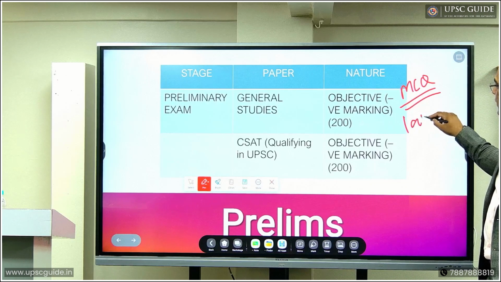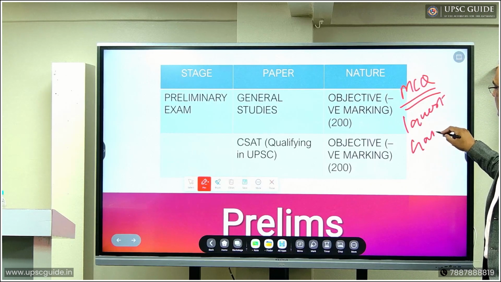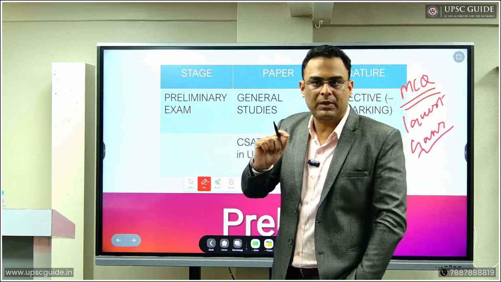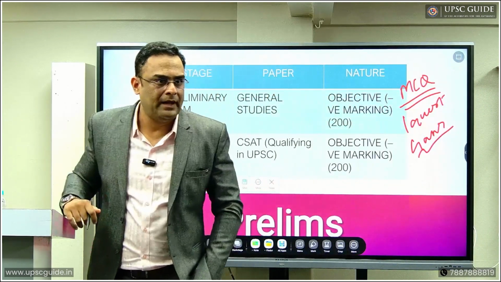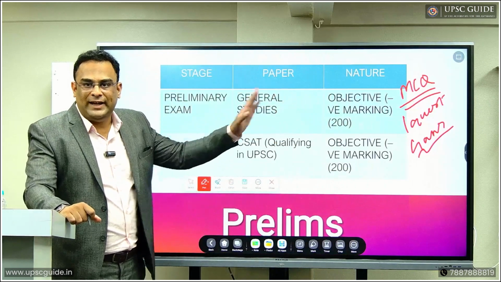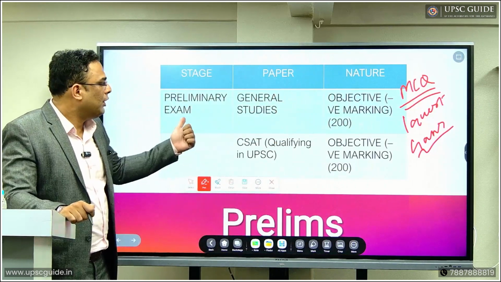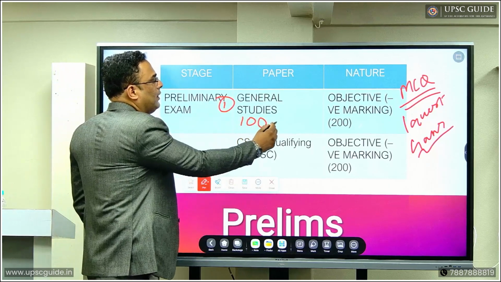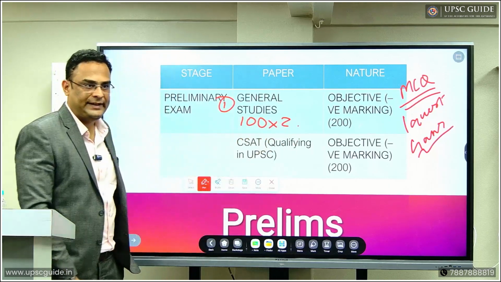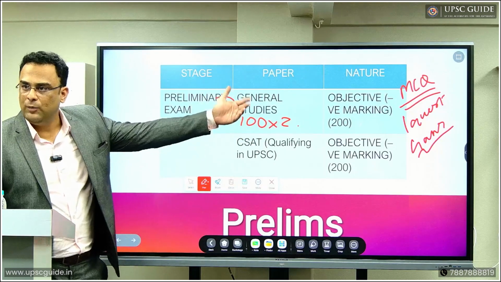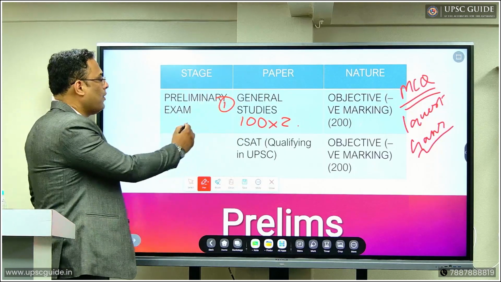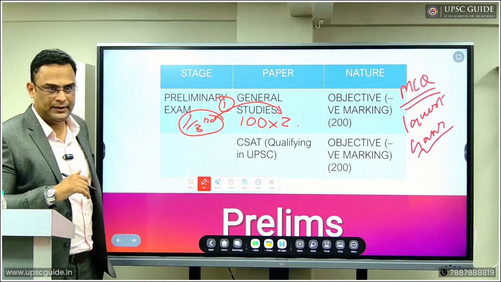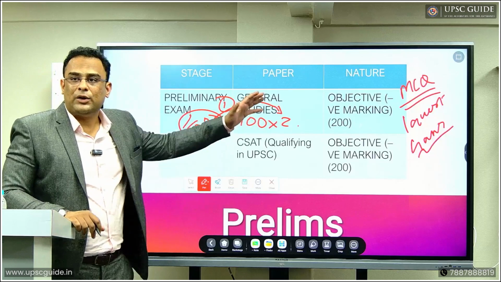One question will be followed by 4 answers and you have to identify the correct answer and mark it or bubble the circle on the OMR sheet. Needless to say, along with it, you have negative marking also of 1/3. 2 papers are there. First paper is General Studies, which will have 100 questions for 2 marks each. For every right question, you get 2 marks, and for every wrong question, 1/3 of that 2 marks is deducted.